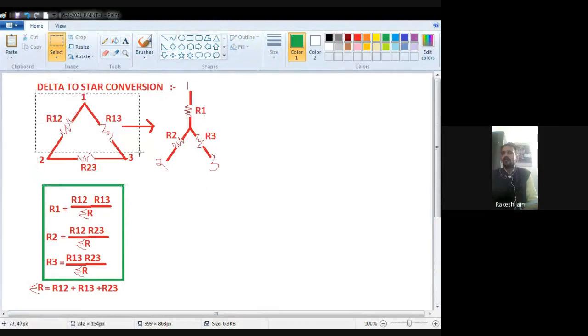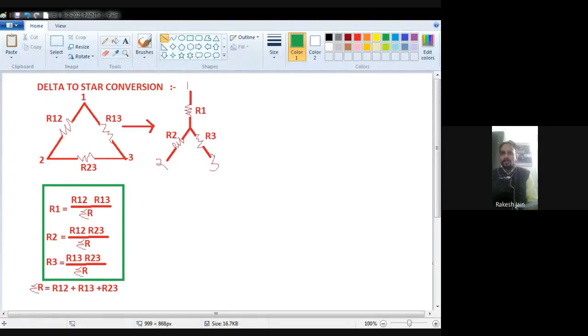Whenever you want to convert any delta network into a star network, you should remember these formulas, and with the help of these formulas you are able to convert the resistances, the diagram which is present in delta form, into a star form having the resistances R1, R2, R3, which can be determined by the use of these three formulas. In all these three formulas, the summation of R is equal to the sum of R12, R23 and R13.